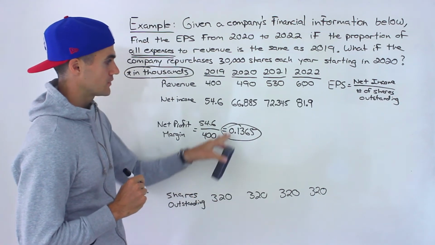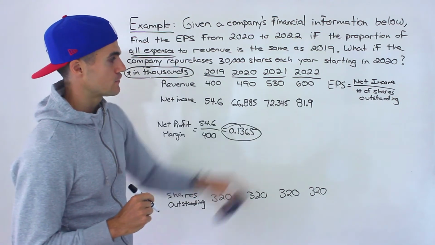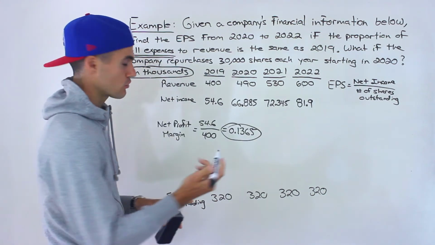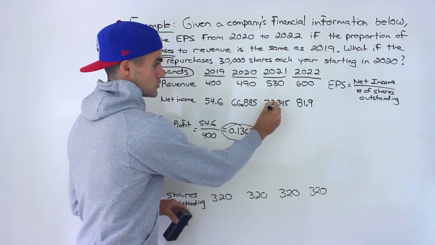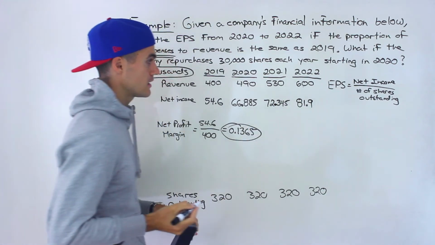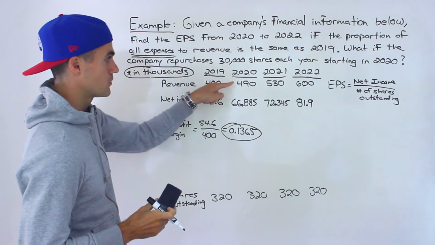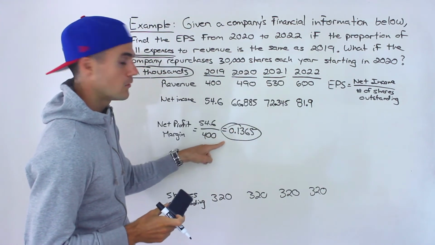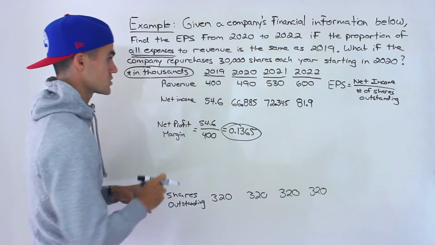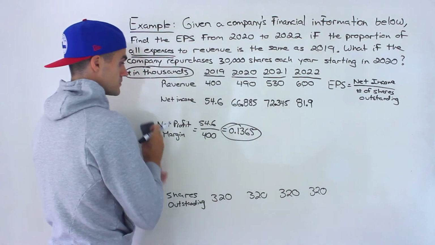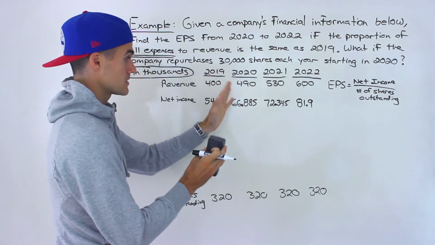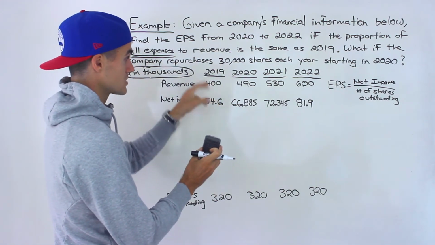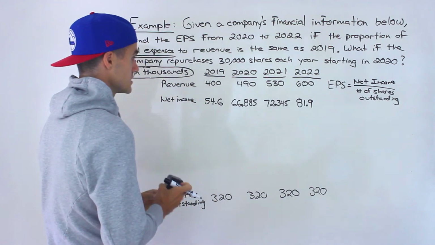And when you do those calculations, you would get these respective figures over here. I kept it to 3 decimal places, so 66.885, 72.345, 81.9. Right? When we took these revenue amounts, multiplied it by that net profit margin. So these are the new net incomes if that proportion of expenses to revenue stayed the same as 2019.